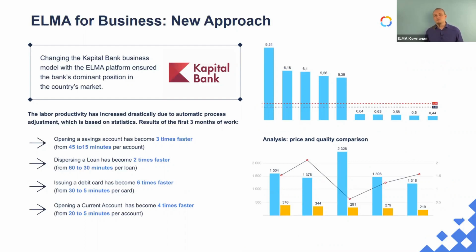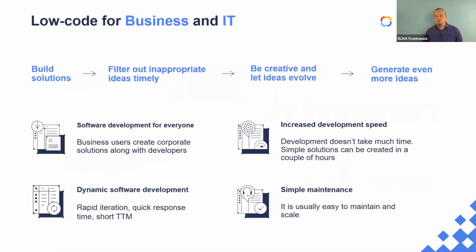The whole business processes are run on a low-code platform. So it's not only about some experiments, but it's all about huge enterprises as well. Low code allows us to build solutions way faster and to filter inappropriate and appropriate ideas in a timely manner, and to be creative and let ideas evolve, in fact, because we have short sprints while our ideas come alive. And that means that we could generate even more ideas.